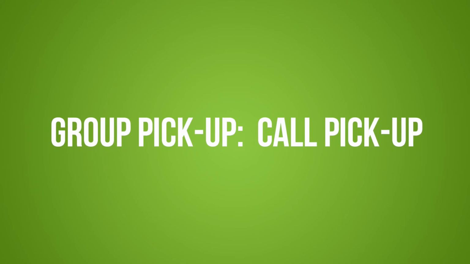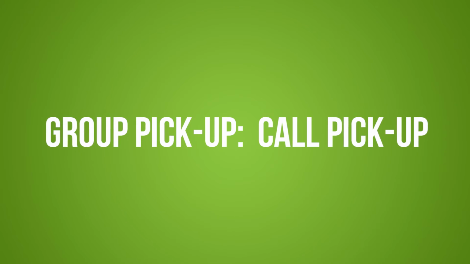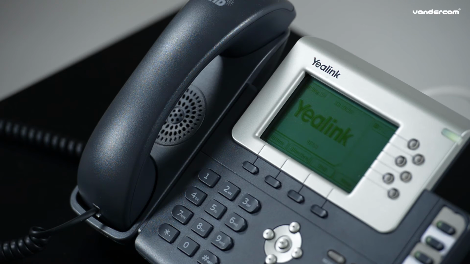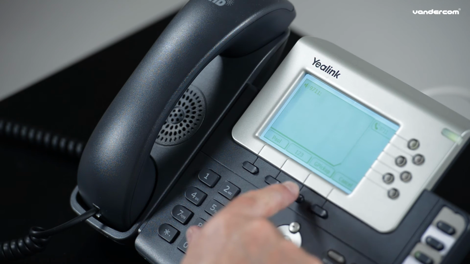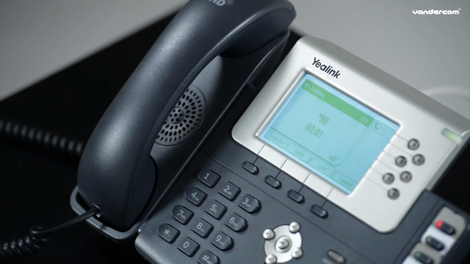Group pickup. Call pickup. If a group pickup has been set, you can pick up another user's ringing phone if they are in the same group as you are, instead of having to leave your desk to pick up the call. To do this, press the speaker button and then Pick Up. Lift the receiver and press Pick Up. Or press that user's line key to connect if your system is set up for this function.